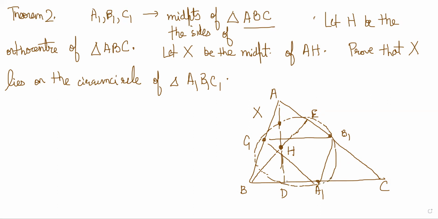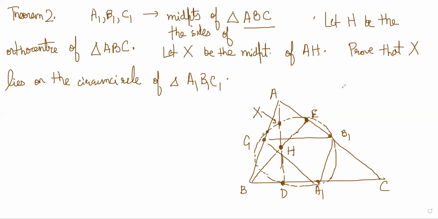In part 1, we proved that D lies on the circumcircle of A1, B1, C1. So if D lies on it, E lies on it, there will be another point where the altitude here lies on it. This point lies on it. The figure is wrong, obviously. The circle should come back and cut it like this, but I've not been able to draw it properly. Forget about the drawing. We have to prove that X lies on the same circle.